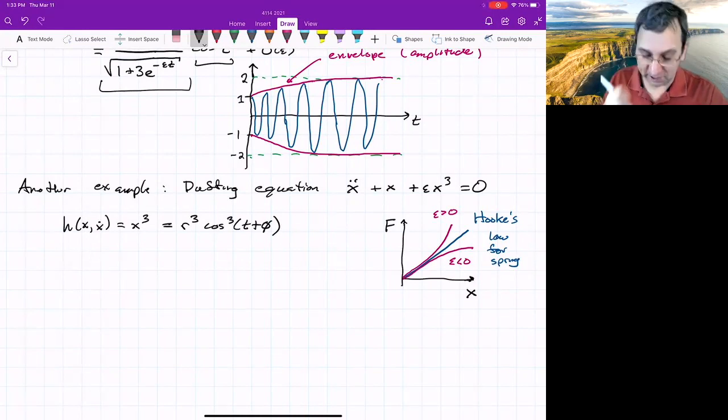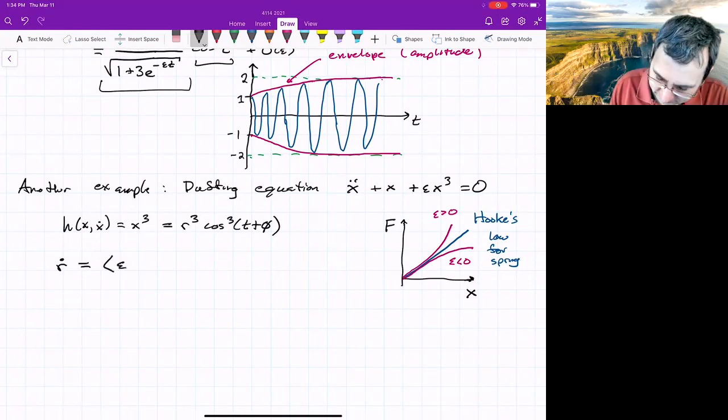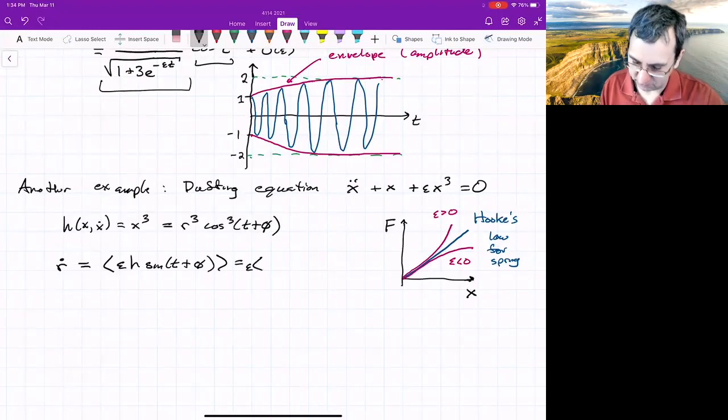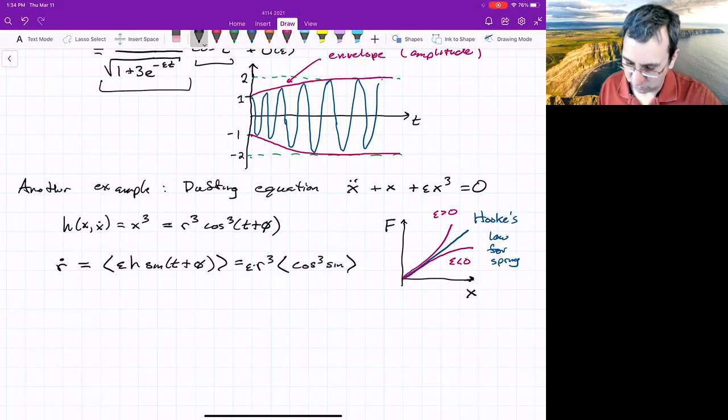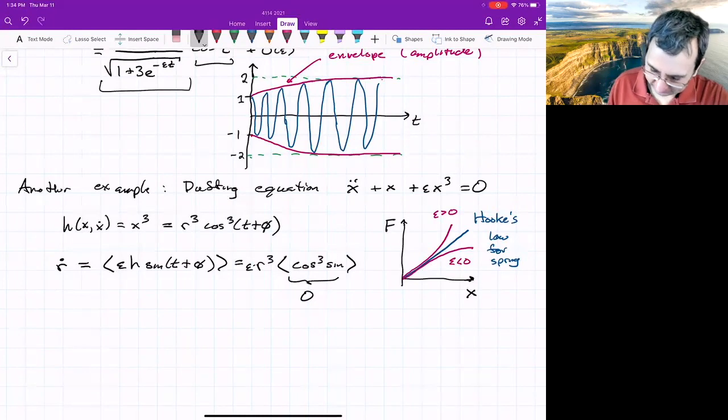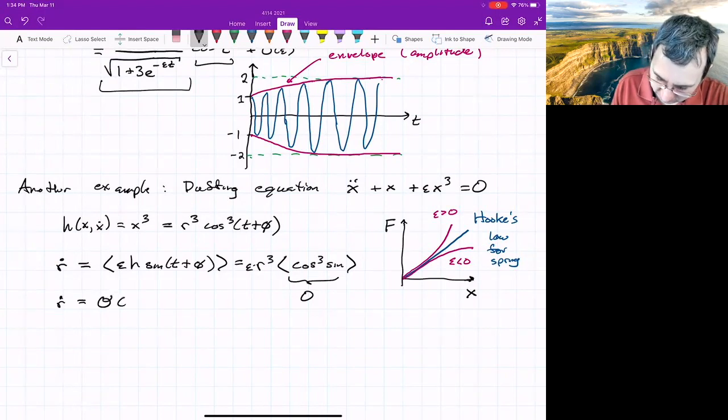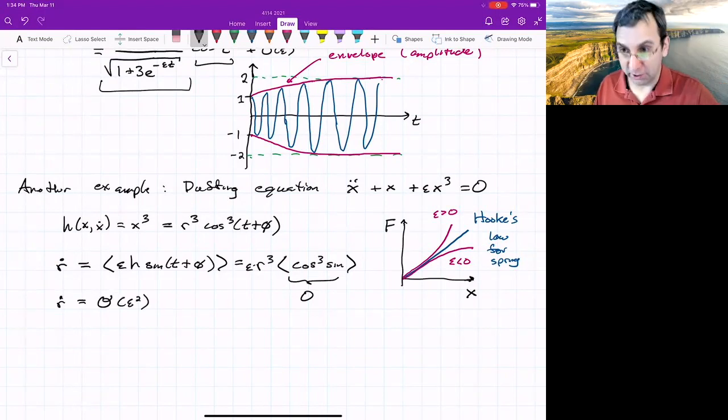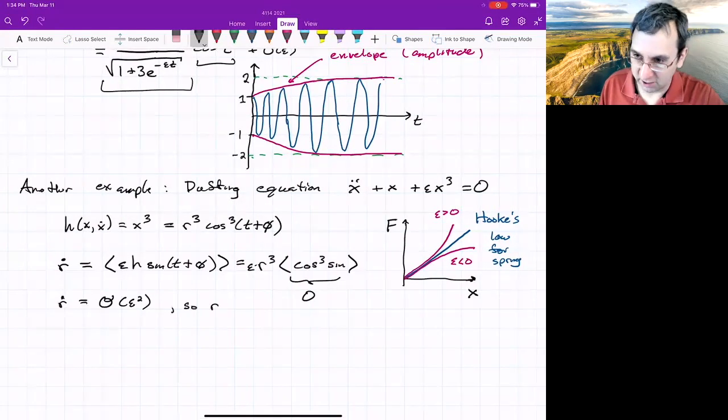So it's understood that when I write r dot, this is the time rate of change of the fast oscillation averaged amplitude. Epsilon h sine t plus phi equals, pull out epsilon and r cubed. What do we have? Cosine cubed sine. We've seen that already, and that averages to 0. So what do you know? If we do our bookkeeping correctly, that was just order epsilon. So this thing changes, if it changes at all, on a very, very slow time scale. So R is roughly constant.